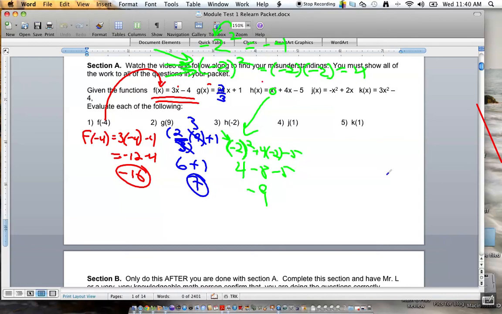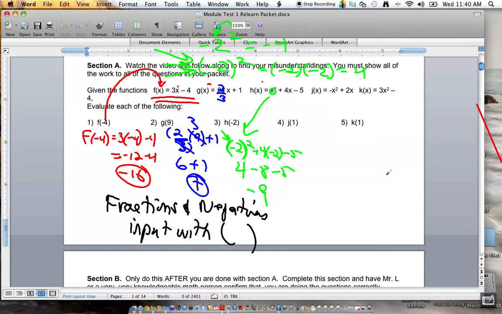Extremely important. If there's one thing you're going to take note of so far, that we've learned from numbers 2 and 3: fractions and negatives, if you're going to put them in a calculator, input with parentheses. Very important to input those guys with parentheses.